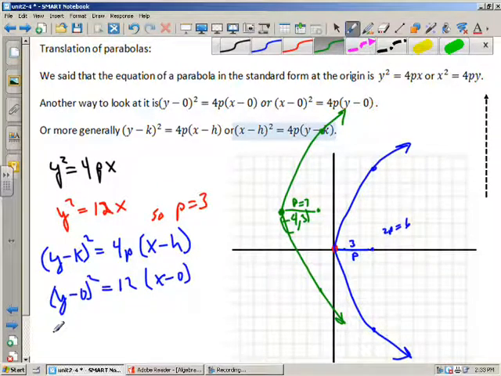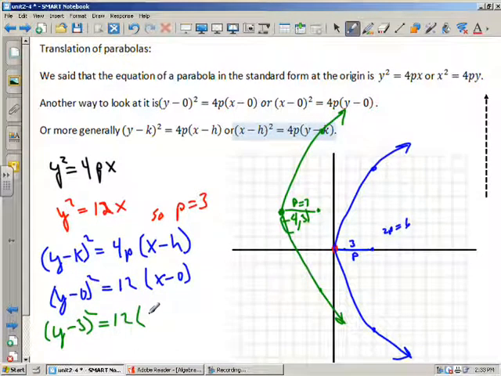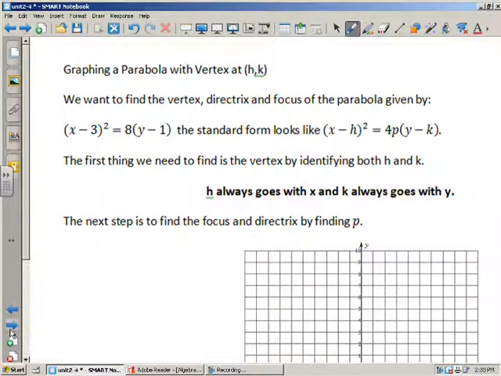We're going to have y minus 3 squared equals 12, and then we have x minus negative 4, which is x plus 4. That's our equation. That's all we need. So let's look at some more examples. Try a couple more and see what's going on.